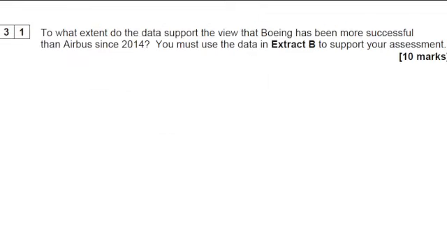So the question, again with that evaluative phrase, to what extent do the data support the view that Boeing has been more successful than Airbus since 2014? Now it's directing you to extract B. So extract B is going to be absolutely crucial. You don't actually need anything else in this case study for this 10 marker other than extract B.